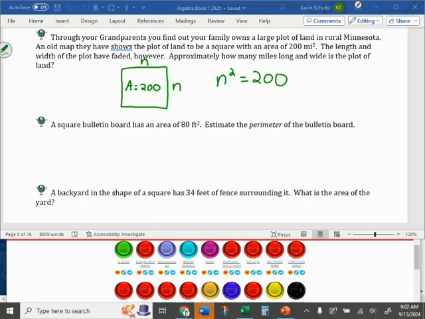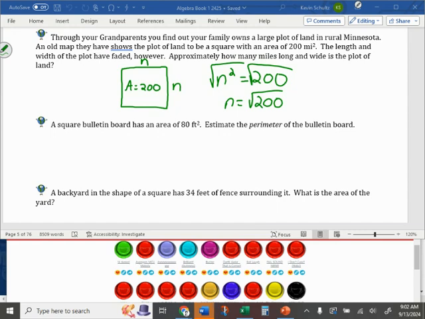Now, we're going to get into a little bit of equation solving today. You remember opposite operations from last year? What's the opposite of an exponent? A square root. A root. To solve an equation like this, you're going to root both sides. And n is going to be the root of 200.